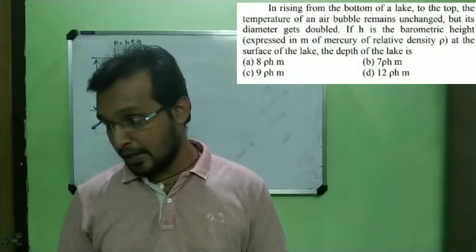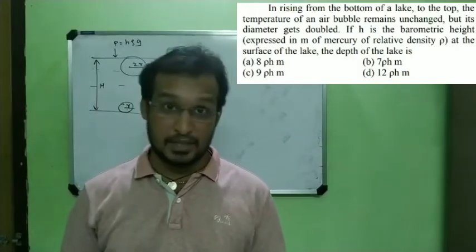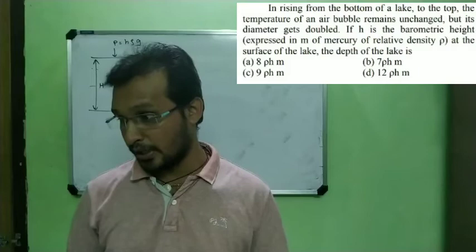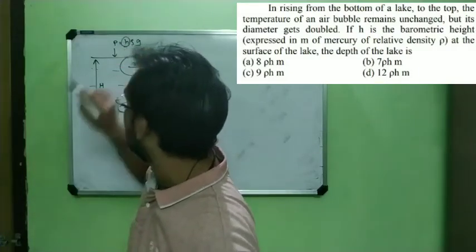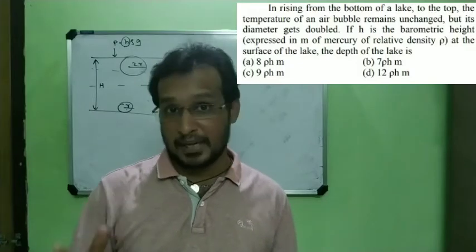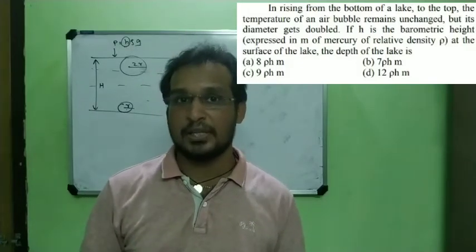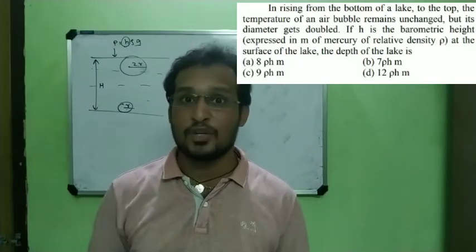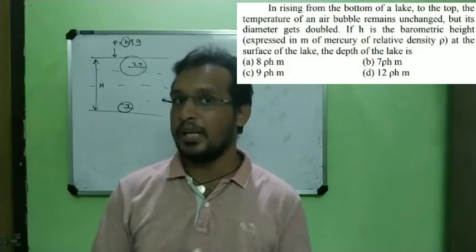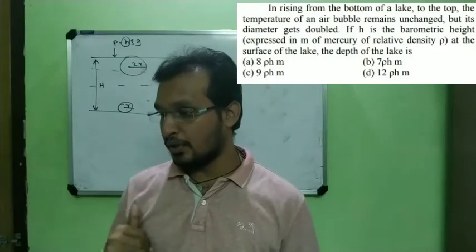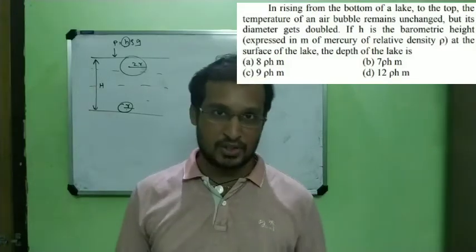If h is the barometric height expressed in relative density of mercury at the surface of the lake, so this height is h. Barometric height h means atmospheric pressure equal to h rho g, where h is the height corresponding to mercury, not water. We want to know the depth of the lake, capital H. That is the question.